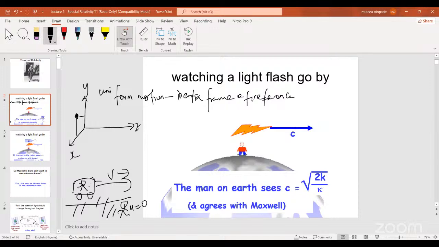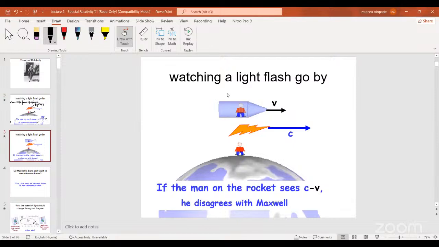Now, for example, if you have a light flash, maybe from thunder or lightning, this is common in Sierra Leone. When the lightning strikes, and you have somebody on the surface of the earth, this man is on the earth. The man on earth will see the speed at which the lightning travels. The man on the earth will see it at this velocity. That is the velocity with which he will see the lightning move, which is in agreement with the proposition of Maxwell.